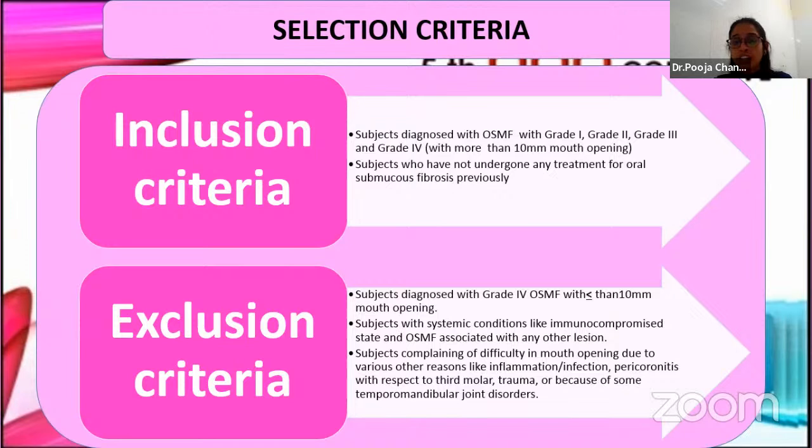And exclusion criteria were the subjects who have a mouth opening lesser than 10 mm, who are immunocompromised, and who have difficulty in mouth opening because of other reasons, which include inflammation, infection, or pericoronitis, which might be associated with third molar or trauma, or it might be temporomandibular joint disorders.